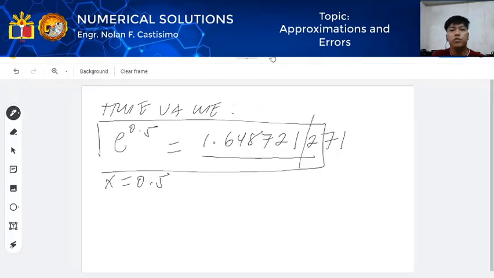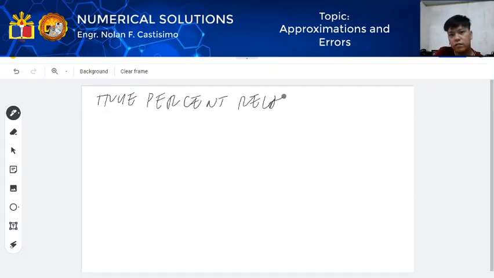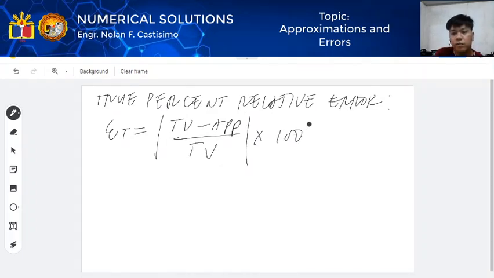So, paano natin i-compute yung true percent relative error? So, ito siya. True percent relative error. Okay? Yan. True percent relative error, wherein yung formula natin, summation equals absolute value of true value minus approximation divided by true value times 100%.